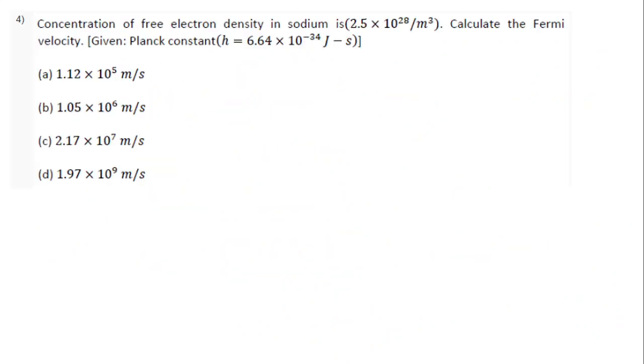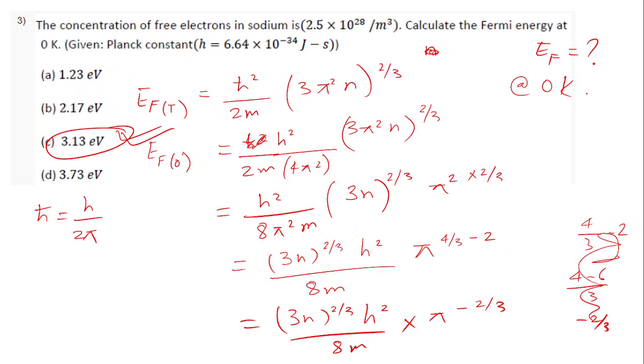Okay, now next question. Concentration of free electron density means this electron density. This is given as 2.5 times 10 to the power 28 per meter cube. It's like the number of electrons per unit volume. Calculate the Fermi velocity. Okay, this time we need to calculate the velocity. We know if we have to calculate the energy, just now we used the Fermi energy formula, and energy we can relate to momentum and thus the velocity. So if I find out the energy, then my life will become easier.